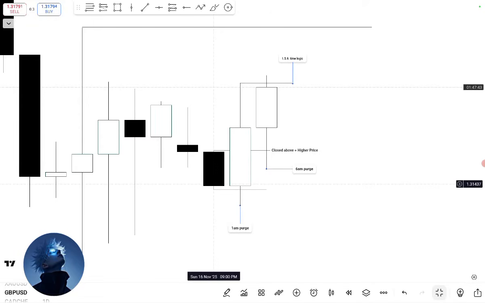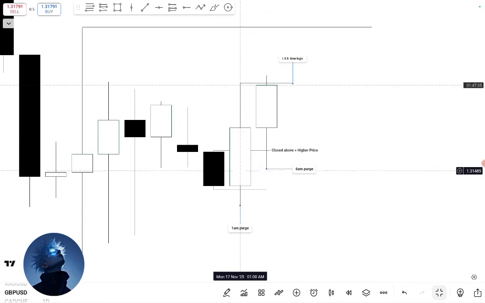This is the beginning of a new day, a true day open. Market opened around here, and this was the 9 p.m. candle. That's the low of the 9 p.m. and that's the high. Then you have the 1 a.m. purge, the 1 a.m. candle purging all the way down to the 9 p.m. candle low, closed above, and did what? Smacked into the high, and made a high right about there.